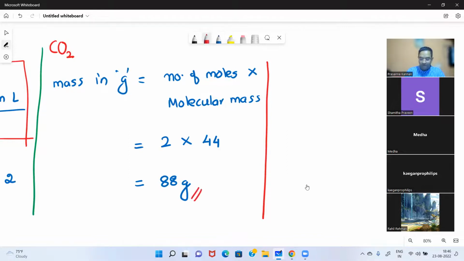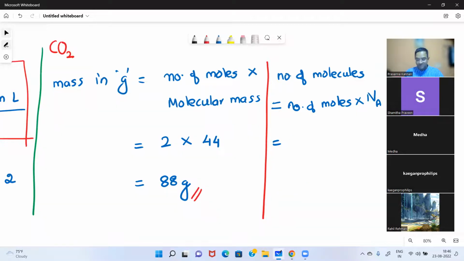So how do you find out the number of molecules? This is a compound. So number of molecules is nothing but number of moles multiplied by the Avogadro number. That's all. So how many moles are there here? 2 moles. Avogadro number is approximately 6 into 10 to the power 23. So your answer will be approximately 12 into 10 to the power 23 molecules. I hope it's clear to you.